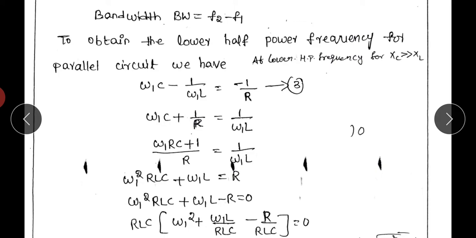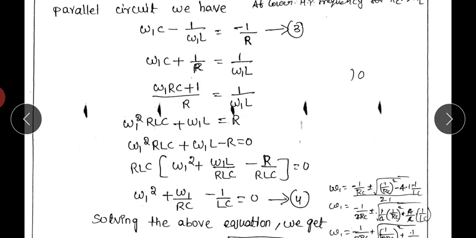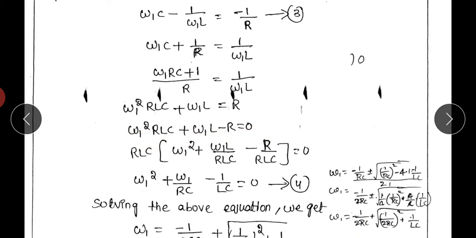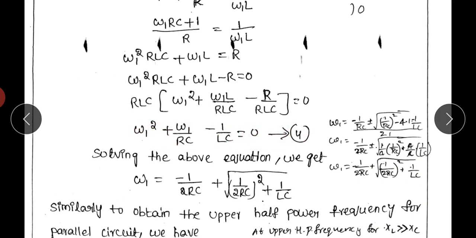So from this equation we can write omega 1 RC plus 1 by R equals 1 by omega 1 into L, or omega 1 square RLC plus omega 1 into L equals R. Omega 1 square RLC plus omega 1 into L minus R equals 0. Taking RLC common: RLC into omega 1 square plus omega 1 into L by RLC minus R by RLC equals 0. So the equation is omega 1 square plus omega 1 by RC minus 1 by LC equals 0. Equation number 4.